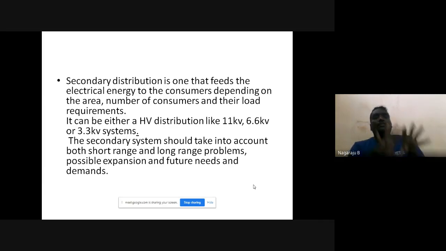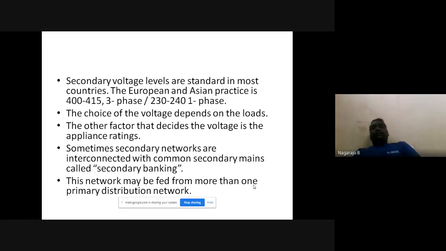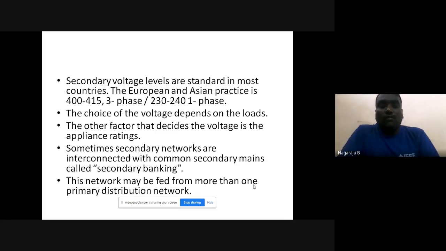So depending on these particular load ranges, you need to know about these particular things. Secondary voltage levels are standard in most of the countries. In Asian and European countries, we have 400 to 415 volts for the three phase, and for the single phase, 230 to 240 volts.